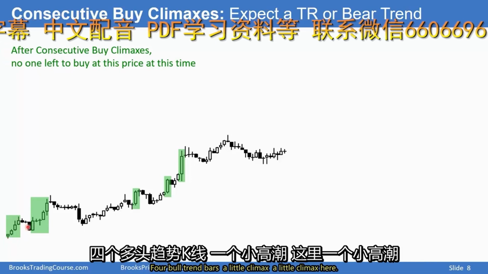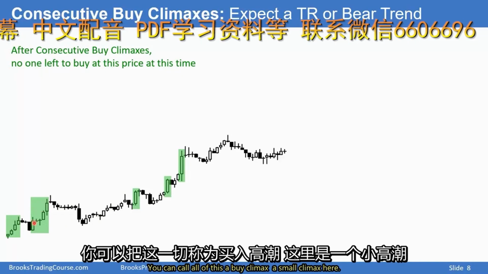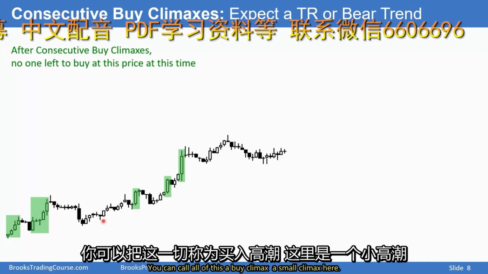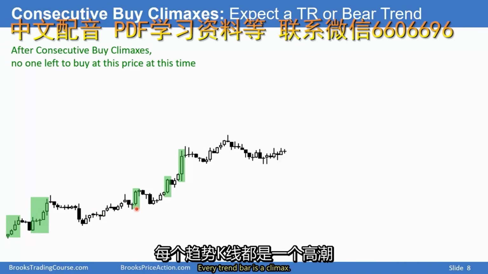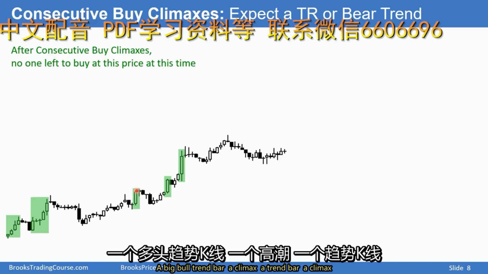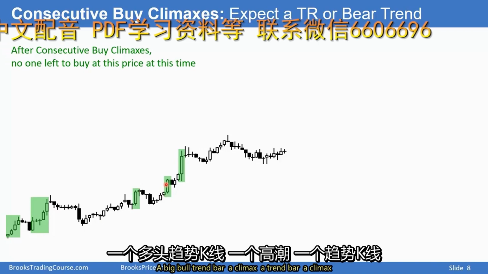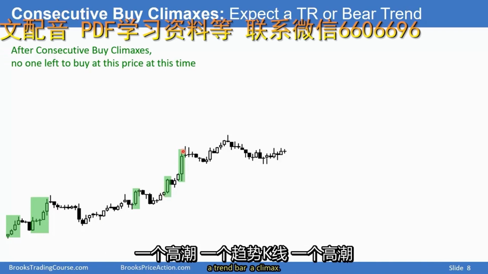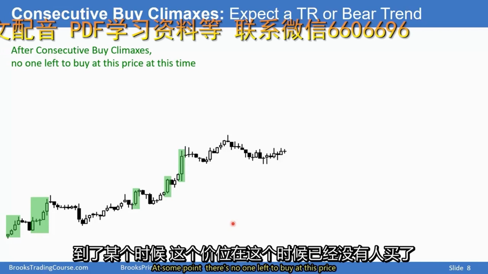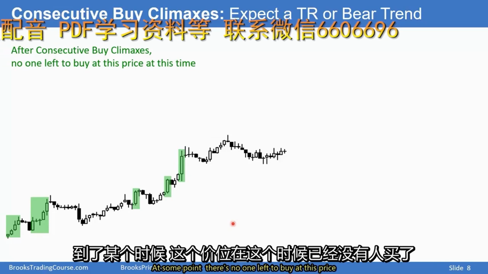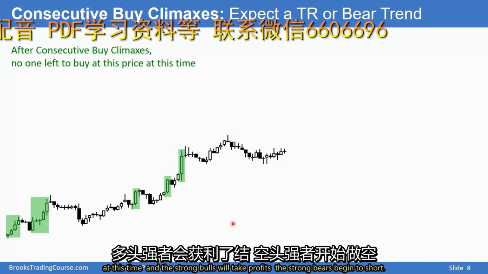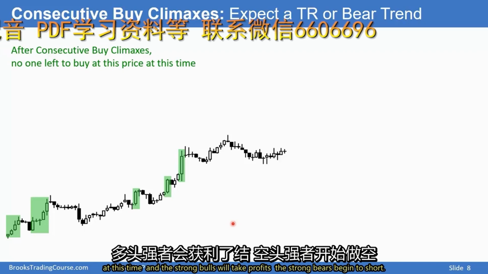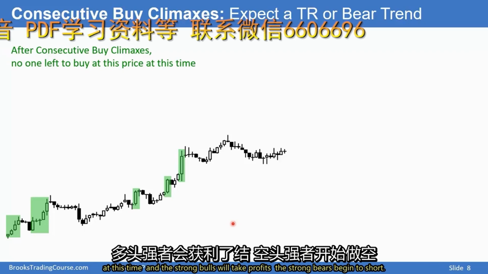Four bull trend bars, a little climax here. You can call all of this a buy climax, a small climax here. Every trend bar is a climax. A big bull trend bar, a climax, a trend bar, a climax, a trend bar, a climax. At some point, there's no one left to buy at this price at this time, and the strong bulls will take profits, the strong bears begin to short.